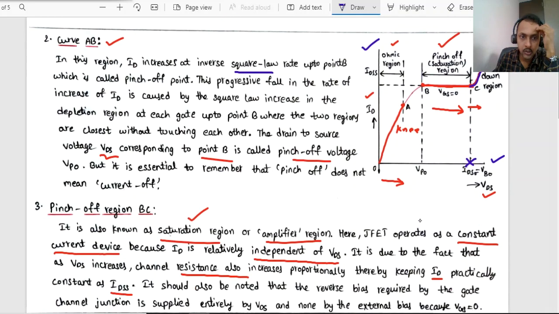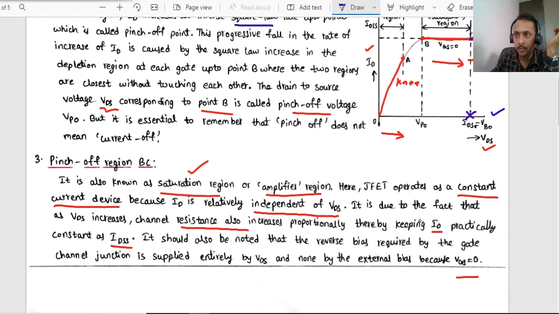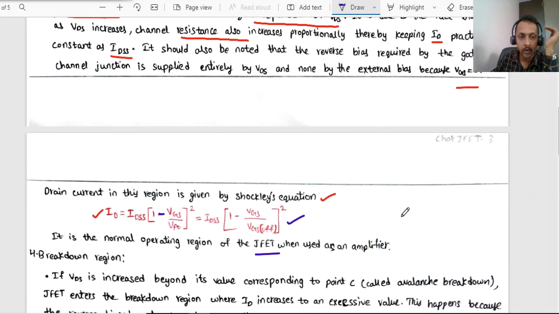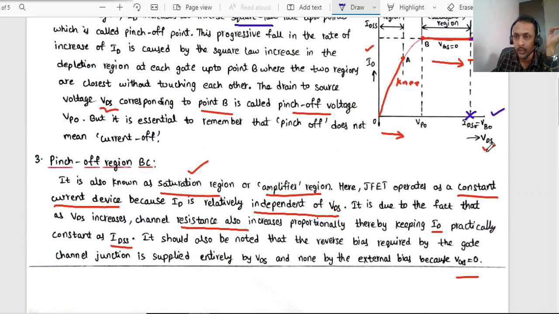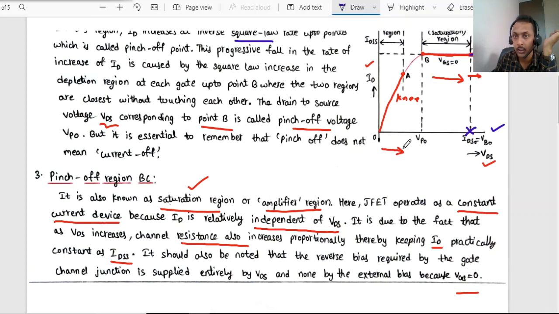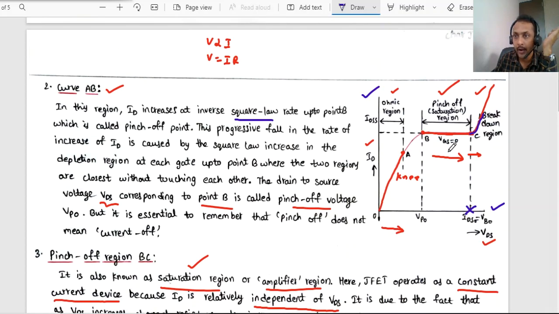Now B to C is called the pinch off region, where the current will be constant. Even though you are increasing the voltage, the drain current will be constant. Now in the breakdown region, once you have crossed some breakdown voltage VDS, due to the breakdown at the gate junction, which is already reverse biased, it leads to a high rise in the drain current, right?